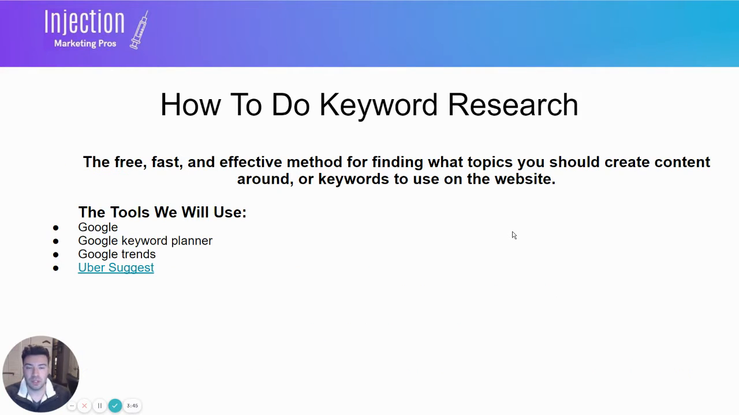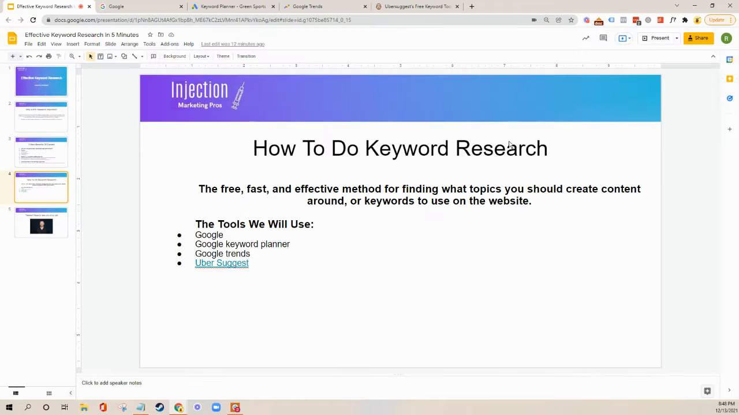All right, so how do we do keyword research? Well, I'm going to show you a free, fast, and effective method for finding what topics you should create content around or keywords you should use on your website. Now, the tools we're going to be using here are Google Keyword Planner, Google Trends, and Ubersuggest. So I'm going to exit out of the slideshow and we're going to jump right into it.